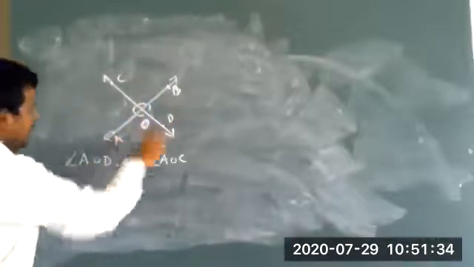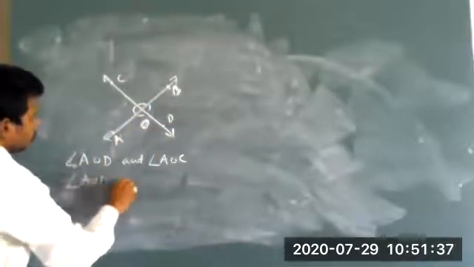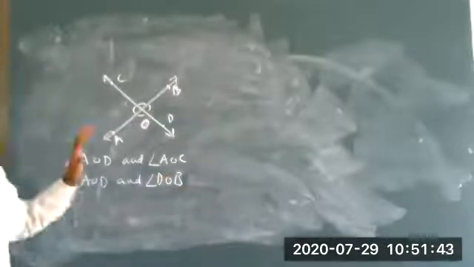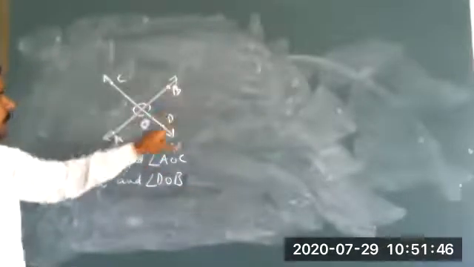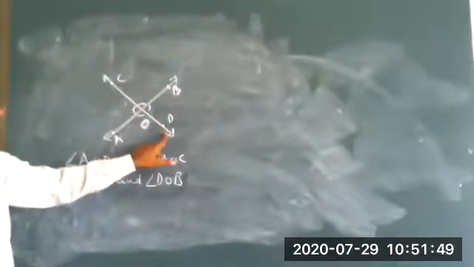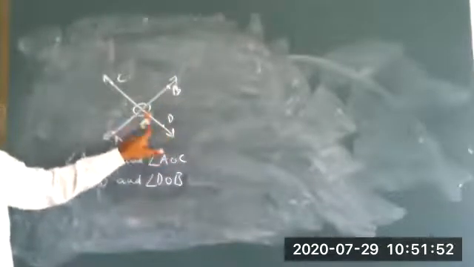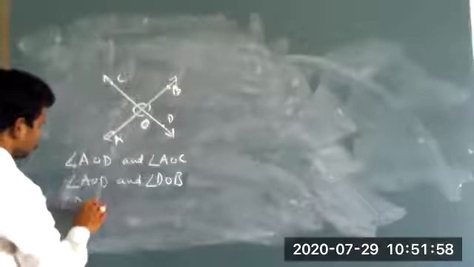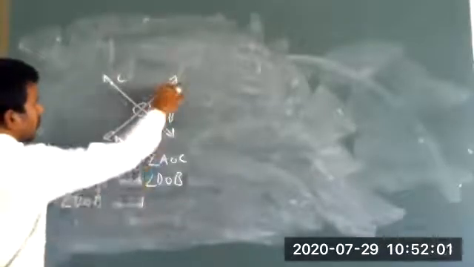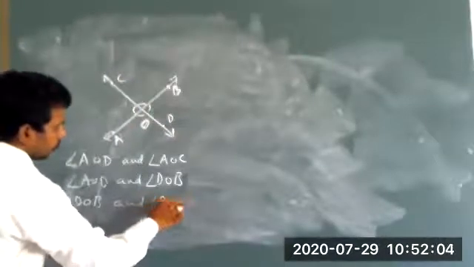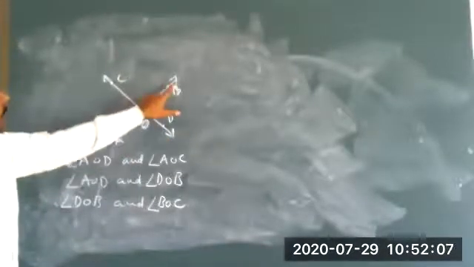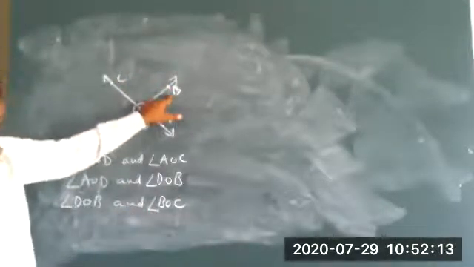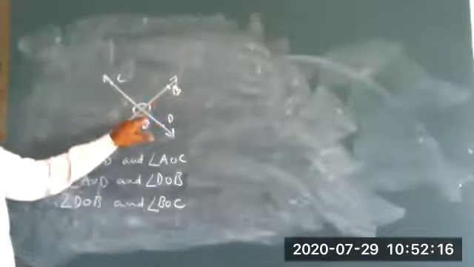Next, angle AOD and angle DOB. OD is the common arm and O is the common vertex. Next, angle DOB and angle BOC. Angle DOB and angle BOC both are adjacent angles. Here OB is the common arm and O is the common vertex.